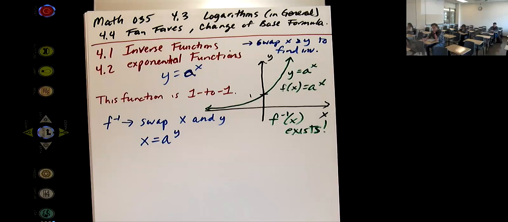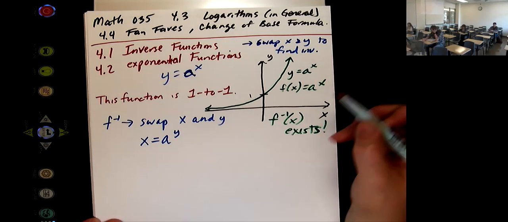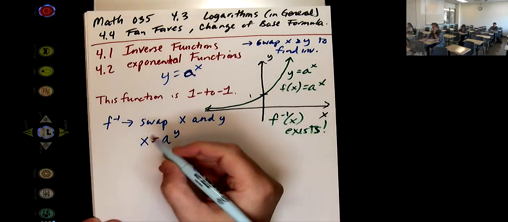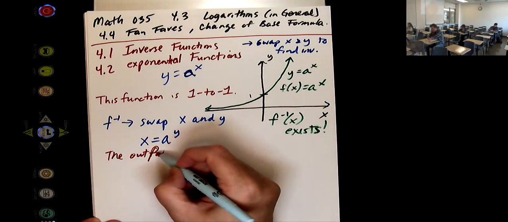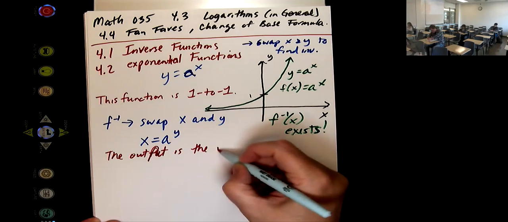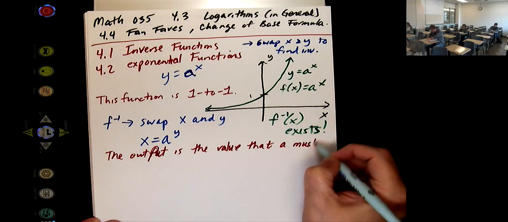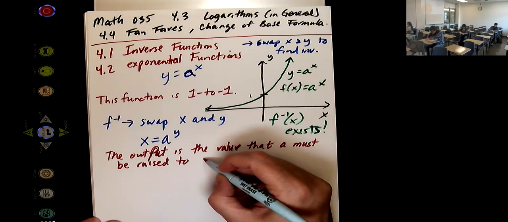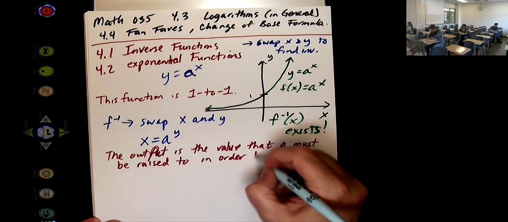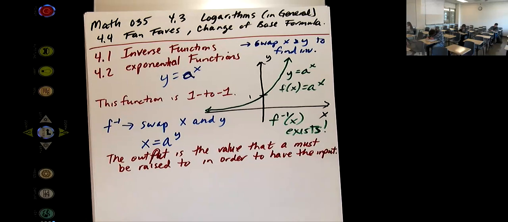Which is a little weird. This says x, or the output, is the value that a must be raised to in order to have the input. That's some crazy stuff.